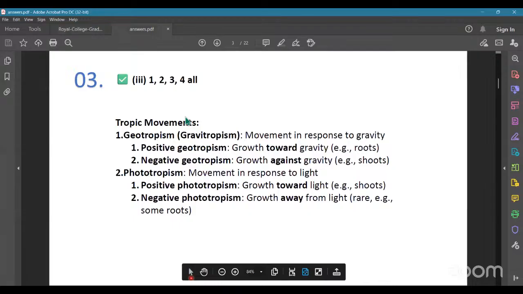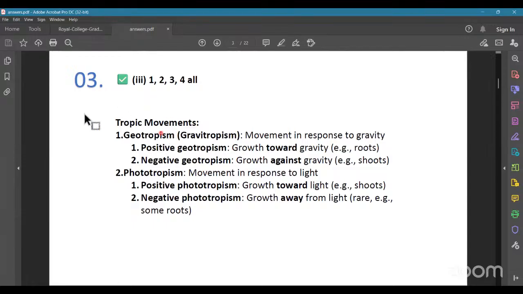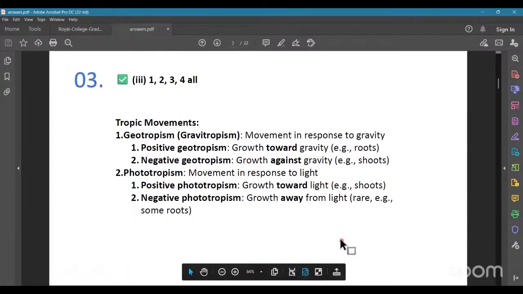So there are two main trophic movements, geotrophism and phototrophism. Geotrophism means movement due to gravity. Phototrophism means movement in response to light. In geotrophism, there are again two types, positive geotrophism and negative geotrophism. Positive geotrophism means growth towards gravity. Negative geotrophism means growth against gravity. And phototrophism, with the name itself, we can say photo means light, right? So positive phototrophism means growth toward light, and negative phototrophism means growth away from light.